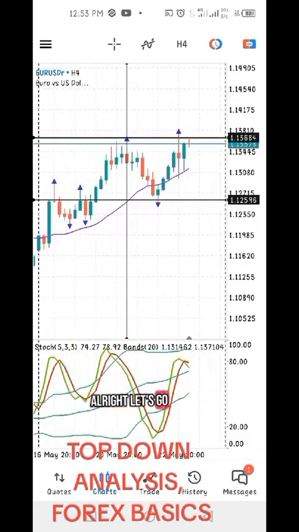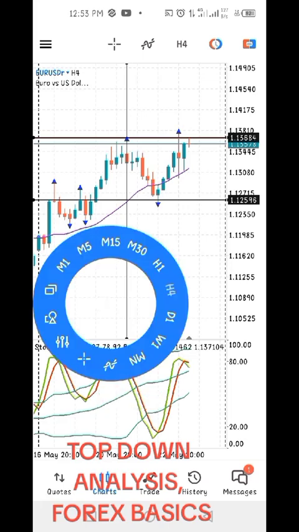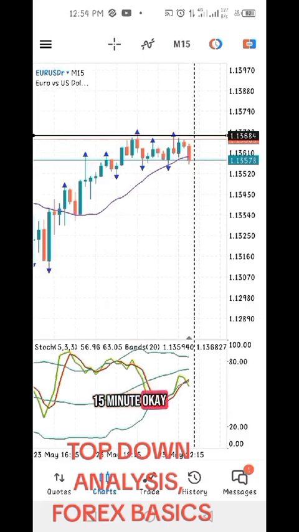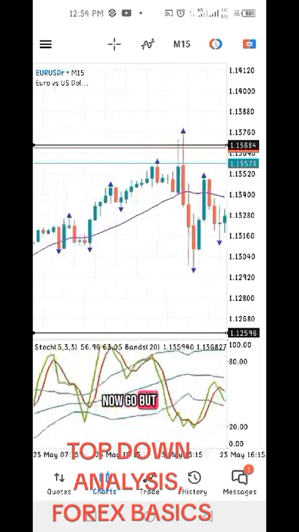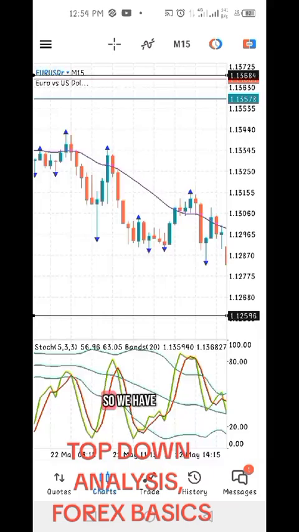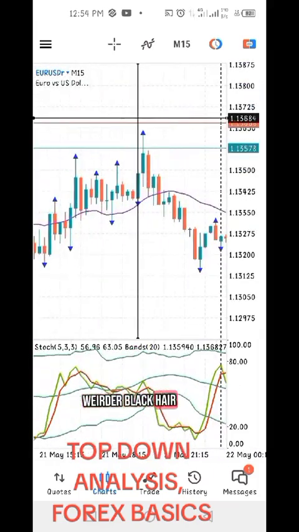All right, let's go to the 15-minute time frame. 15 minutes. Okay, good. So we have to go to where that black line is. This is the 15-minute time frame.